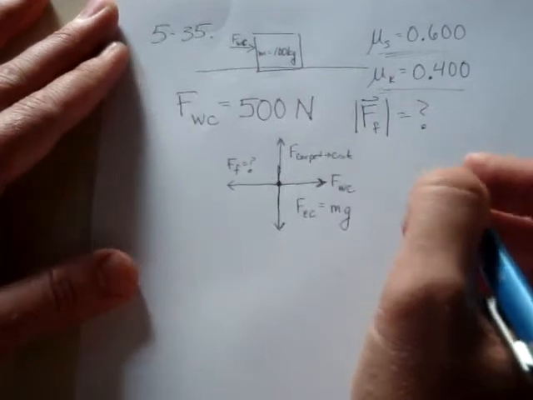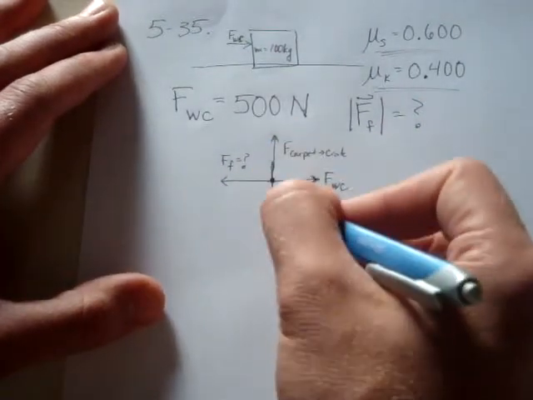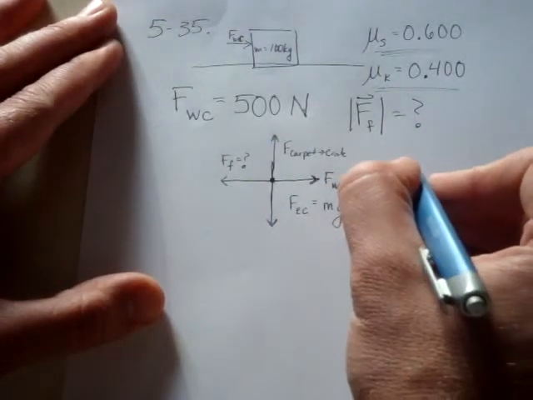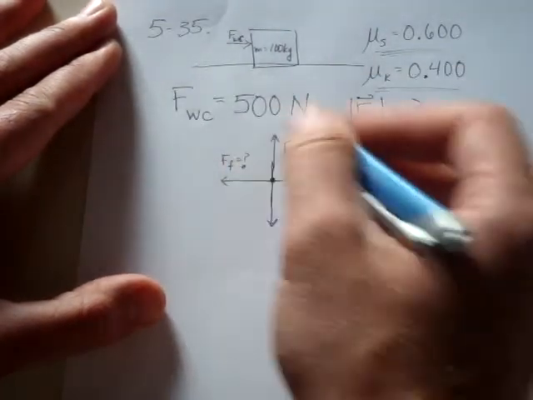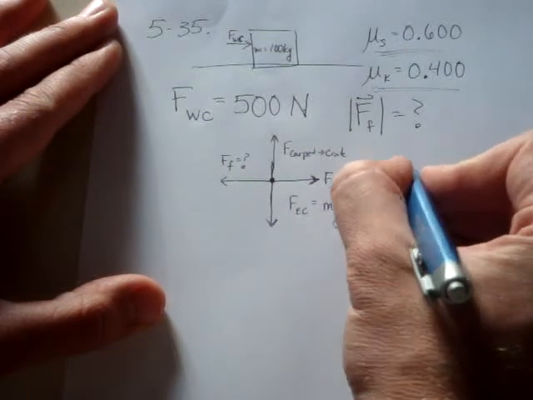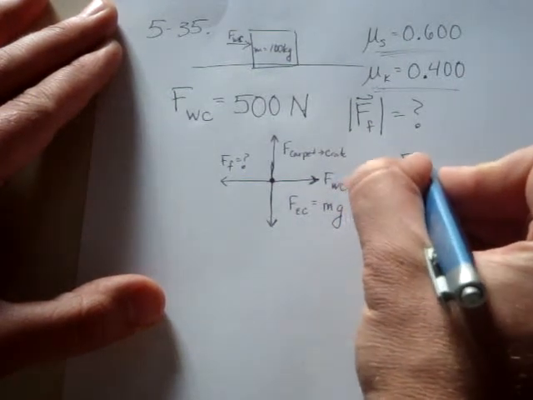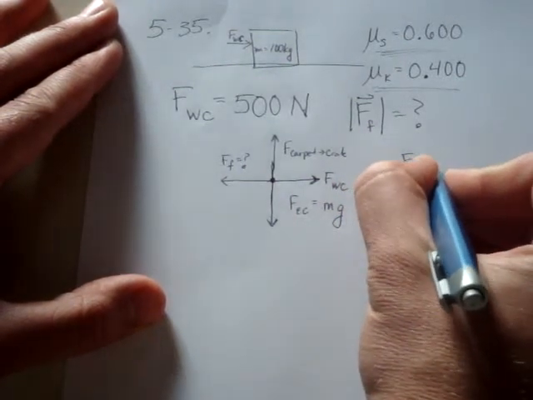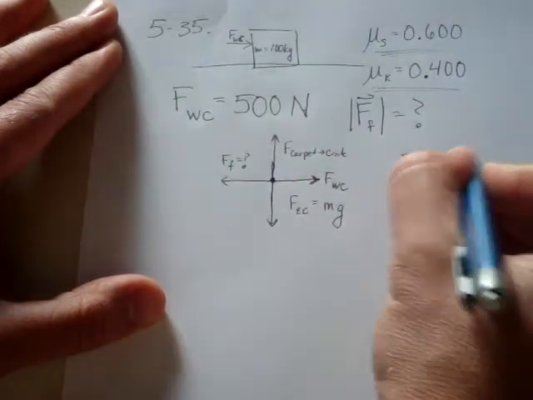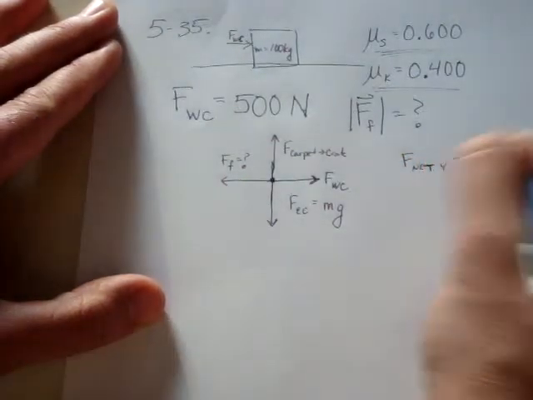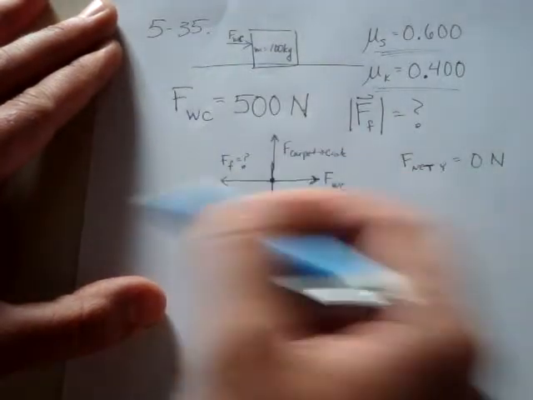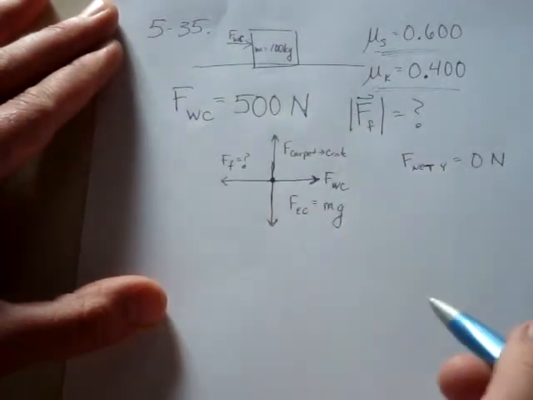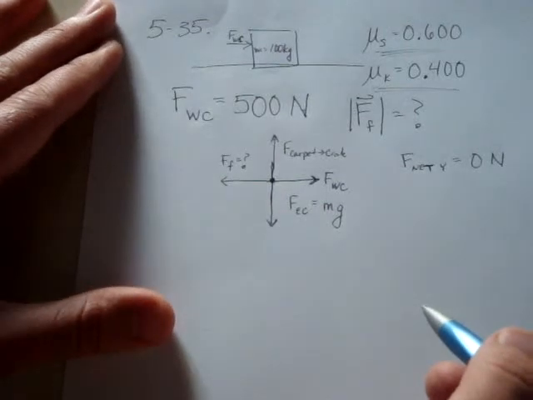Well, how would we figure that out? We know that there's no acceleration in the vertical direction, so we could write down something about the net forces in the y direction. But the only thing that's going to tell us is that there is no net acceleration in the y direction, and that the normal force in this instance, since it's on a horizontal surface, is going to be equal to the weight of the crate.